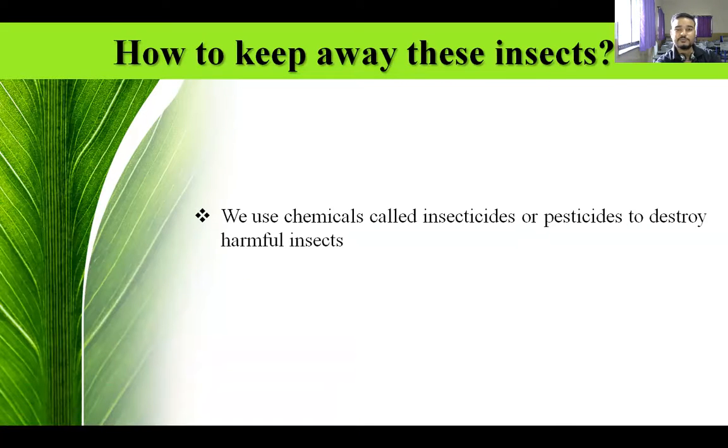Understood? I hope you all understood the useful insects and harmful insects, and I hope you all will stay away from those insects. Stay healthy, stay happy, stay home.